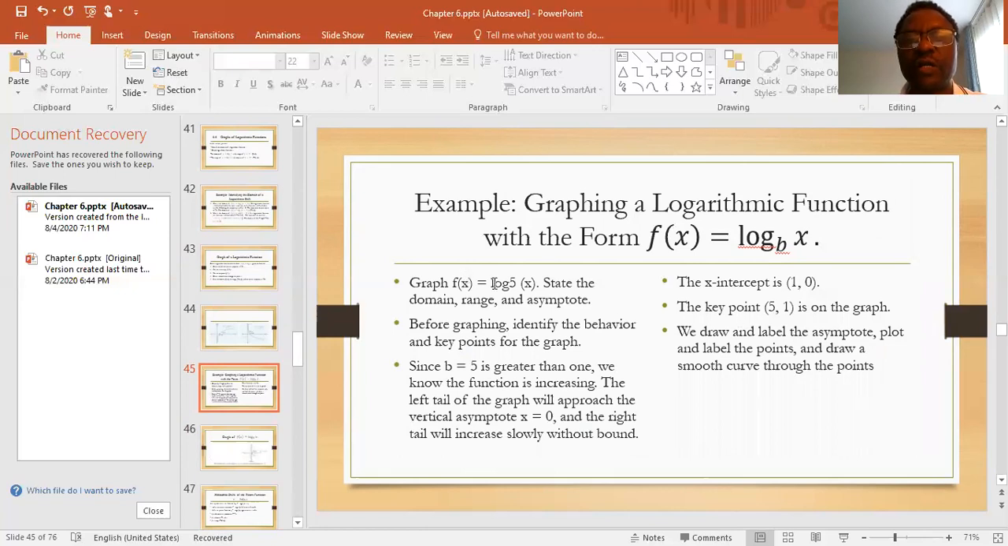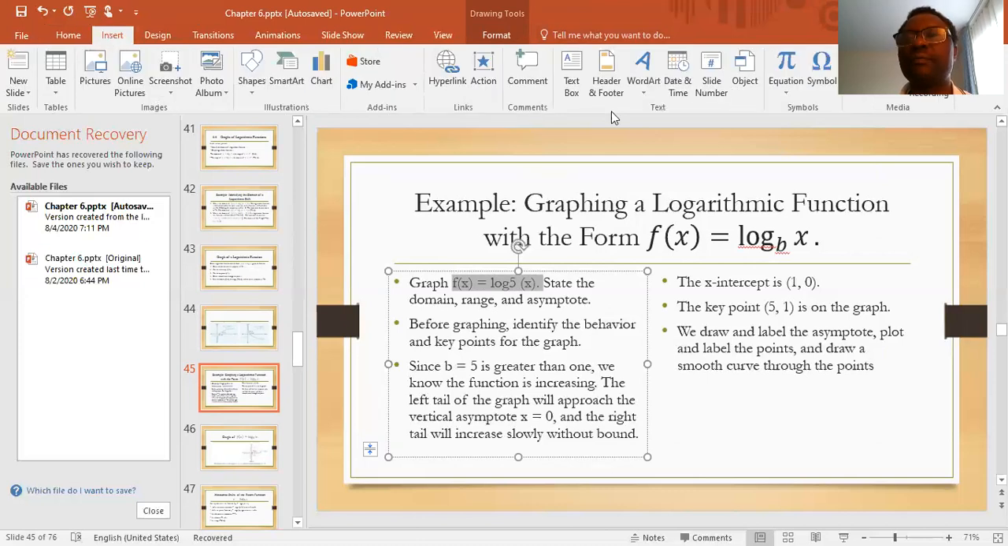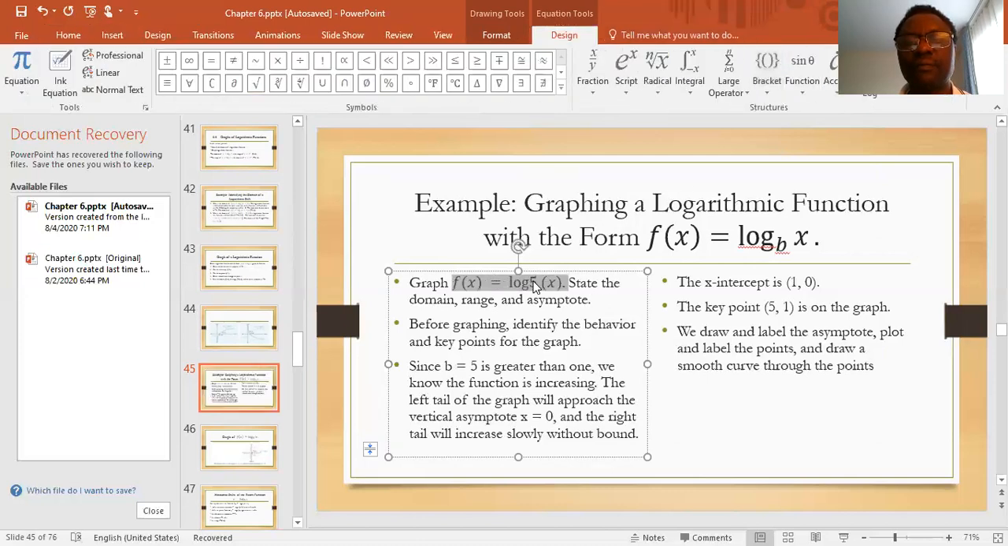So to graph the function logarithm of x in base 5, for example, we will state the domain, the range, and the asymptote. Before graphing, identify the behavior and key point for the graph. For the behavior, b equal to 5 is greater than 1, so we know that the function is an increasing function. The left tail of the graph will approach the vertical asymptote x equal to 0, and the right tail will increase slowly without bound.